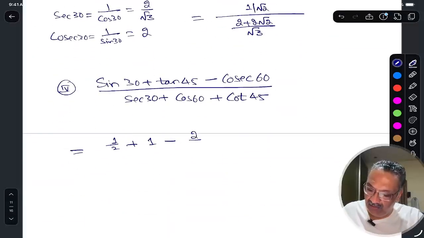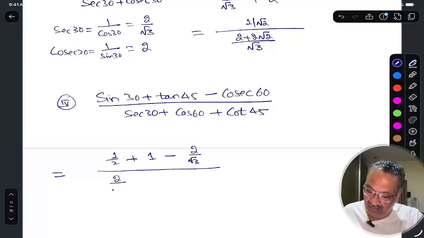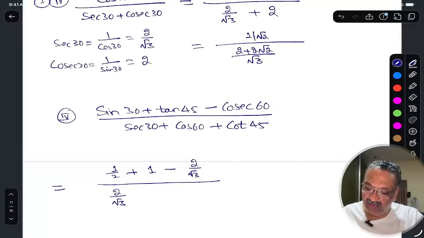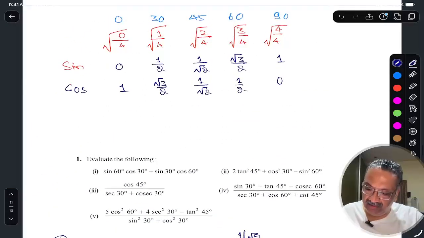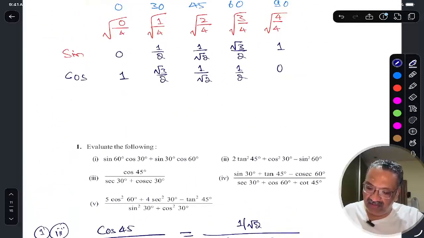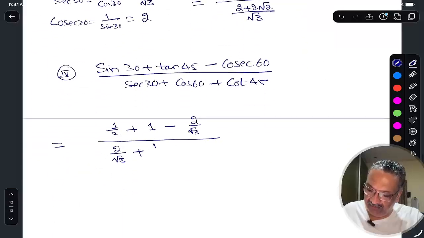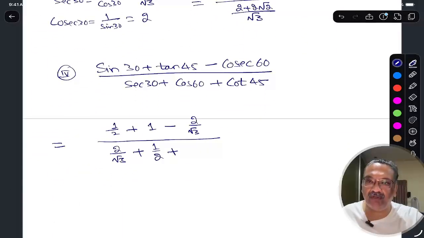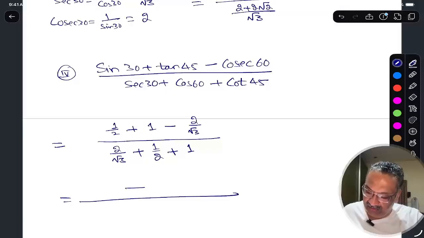So this will be 2 by root 3, divided by secant 30. Secant 30 is 2 by root 3 because secant is the inverse of cos, and cos 30 is root 3 by 2. So this will be 2 by root 3, plus cos 60. Cos 60 is what? 1 by 2, divided by 1 by 2, plus cot 45, which is nothing but 1 by tan 45. Tan 45 is 1, so this will be 1. This is equal to numerator LCM 2 root 3.